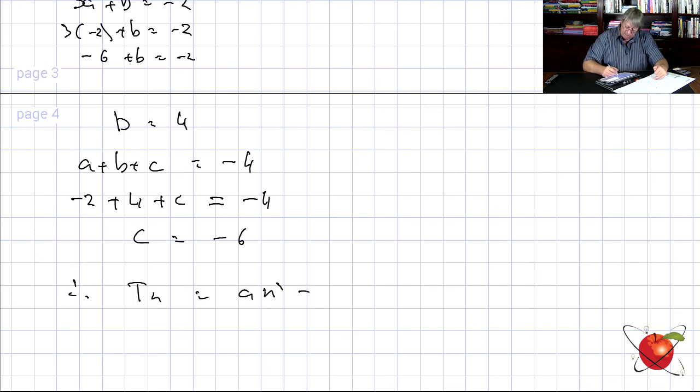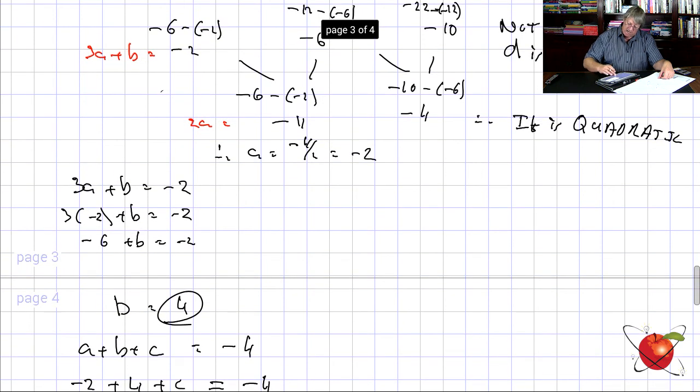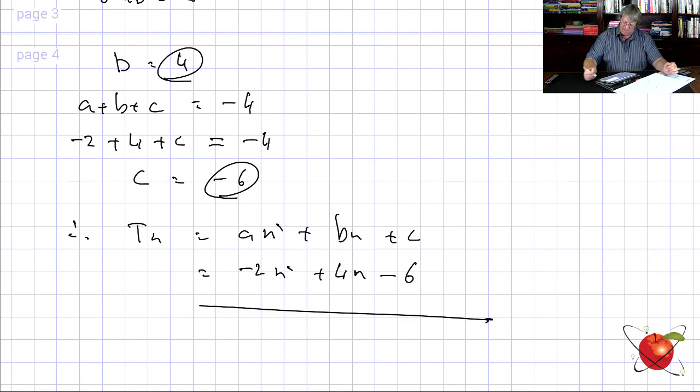Therefore, Tn is equal to an squared plus bn plus c. Do we know a? Yes, a is minus 2. Plus bn, do we know b? Yes, b is 4. Remember, b is 4, c is minus 6, and let's go right to the top where I worked out a is minus 2, and all I'm doing is putting them into my equation. Minus 2n squared plus 4n, and the last one, c, minus 6. That is the Tn, the general expression.